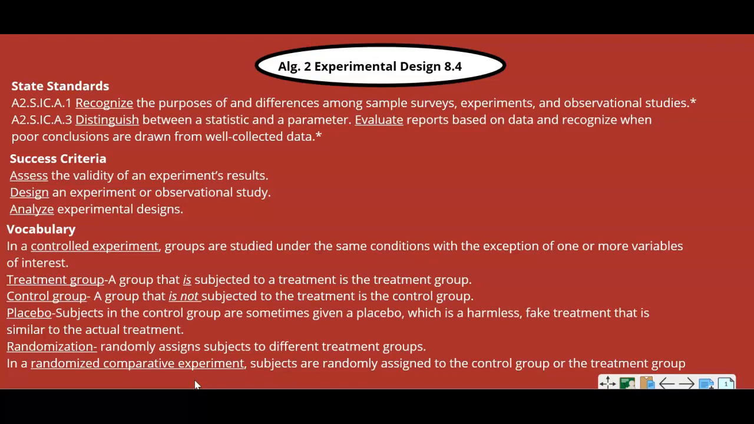And then randomization: randomly assign subjects to different treatment groups. And in a randomized comparative experiment, subjects are randomly assigned to the control group or the treatment group. So again, make sure those are in your notes. Make sure you go over them a few times and you kind of understand the wording. Hopefully they're not too difficult.